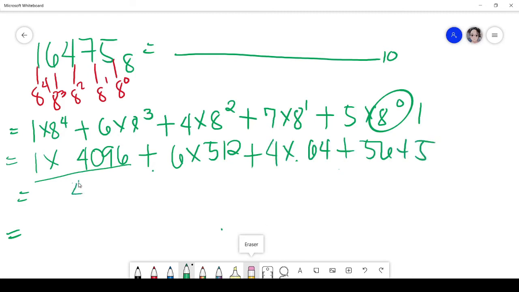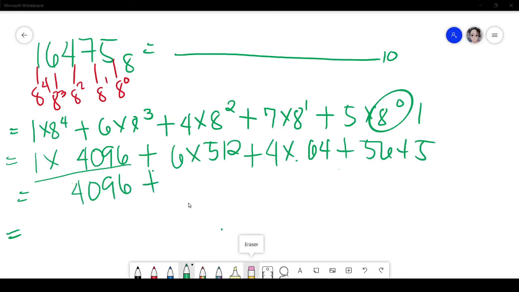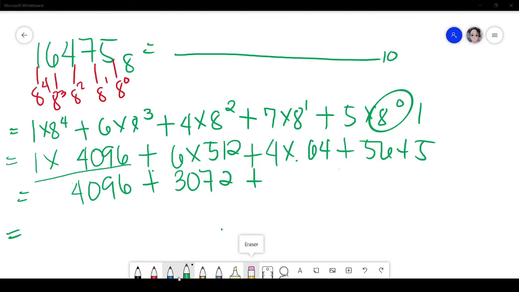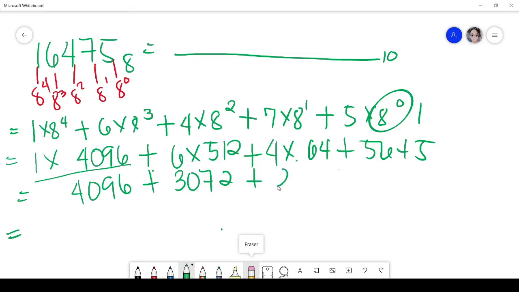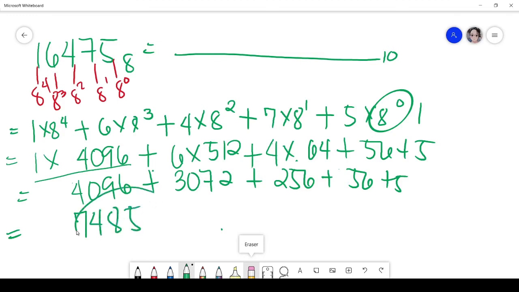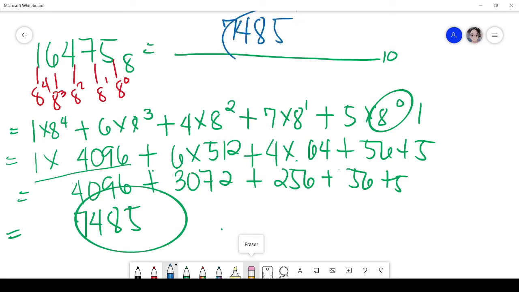Okay, go. 4,096 plus 512 times 6, 3,072. What is 64 times 4? 64 times 4 is 256 plus 56 plus 5. So this is the time to sum it up. 4,096 plus 3,072 plus 256 plus 56 plus 5. So you have 7,485. So this is now your value in decimal. So let's write it here. 7,485. Okay, that's it. Understood?